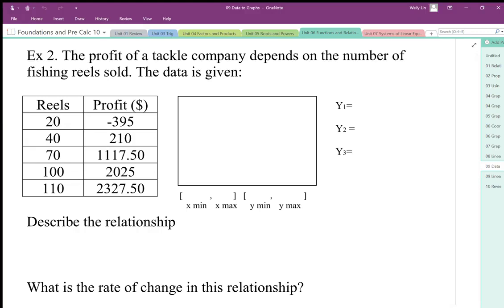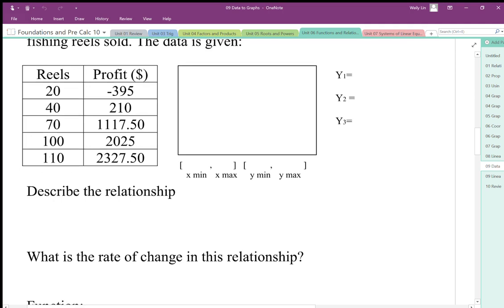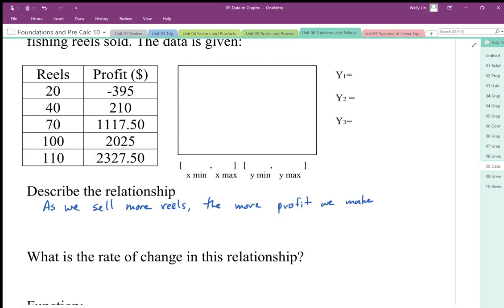So what's the relationship? As I sell more reels, I increase my profit. I'm just going to describe that in simple terms: the more reels we sell, the more profit we make. Now, what we want to look for again is the two things that describe this linear relationship.